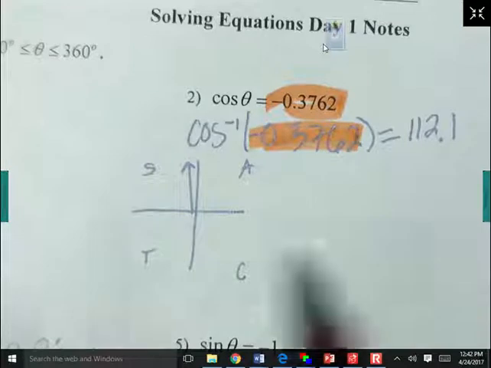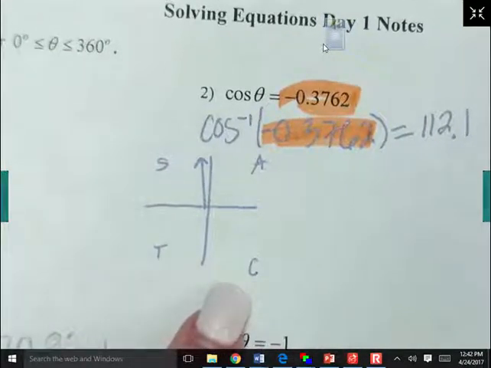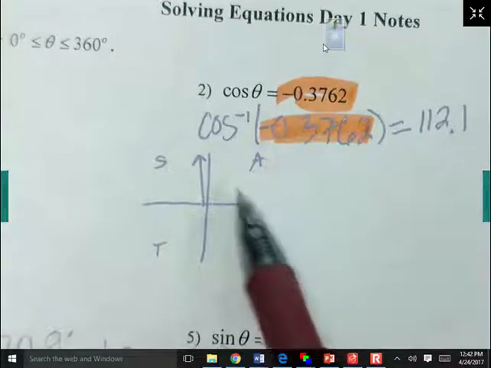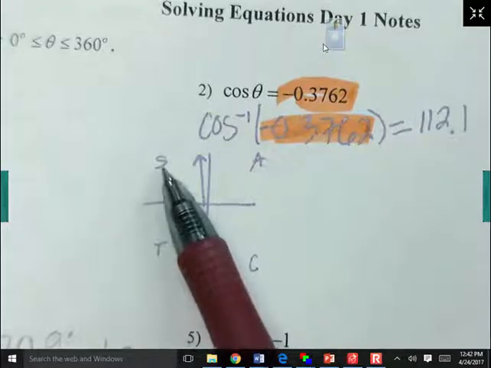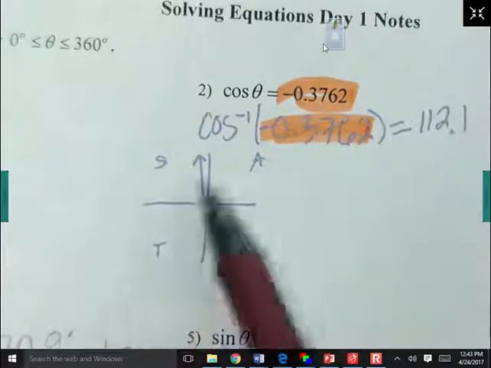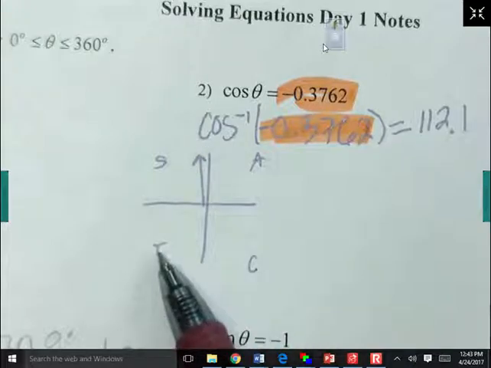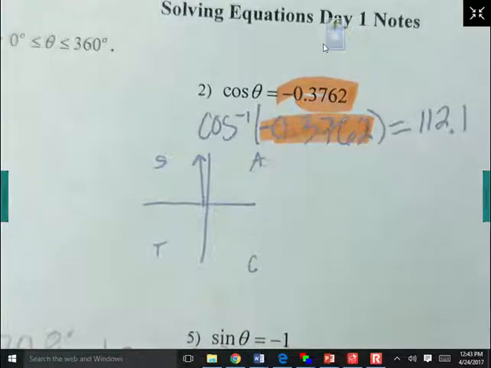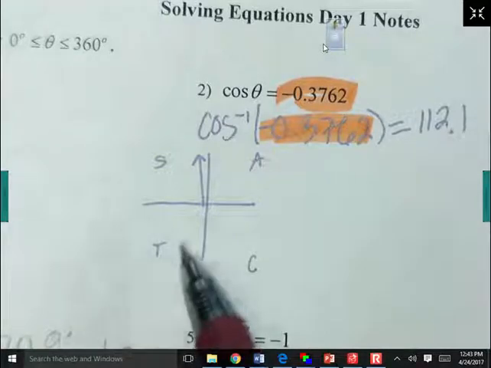Well, the letters refer to what's positive. A means all of them are positive. S means just sine is positive, so cosine is negative here, which we knew, that's why our angle's there. Now this one, tangent is positive, which means what? That means that cosine is negative here, okay? So it's going to be in this quadrant.